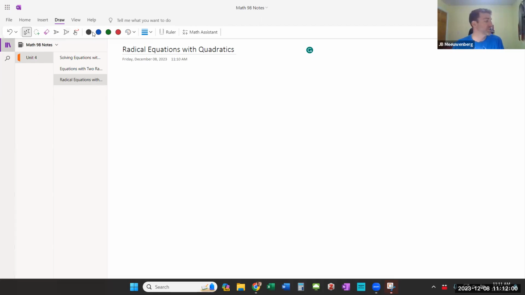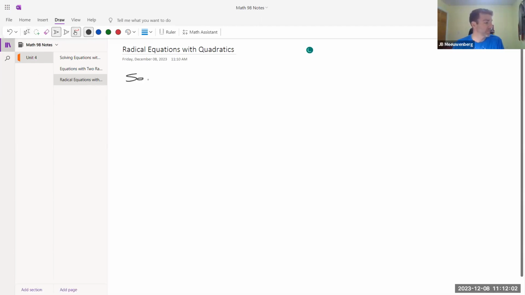So first one, we're going to solve u equals the square root of 8u minus 12. So let's start by solving this. What you might notice is that we have a radical in it, and it's isolated already. So we can jump right into squaring both sides.